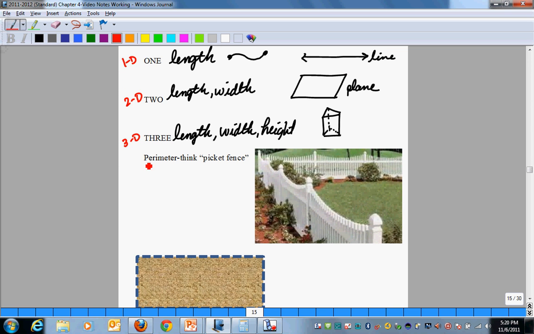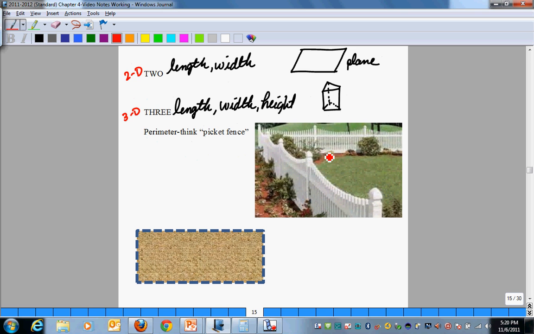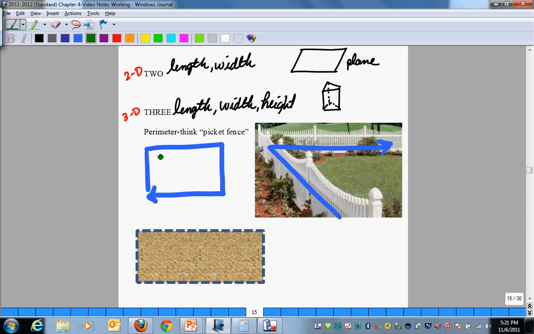Now when you think of the perimeter of something, I want you to think of a picket fence. A perimeter is like a fence around a yard. If you were to have the perimeter of something, it would be the fence around a yard, and then of course the yard would be area. So let's clarify this. The grass would be considered a concept of area, and then the picket fence would be the perimeter, going around the area.